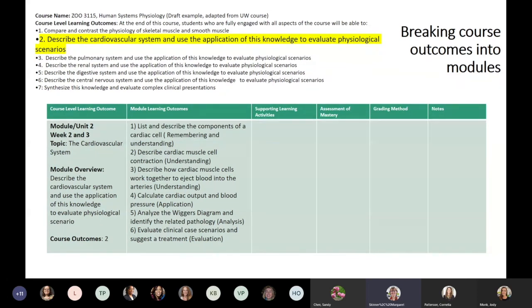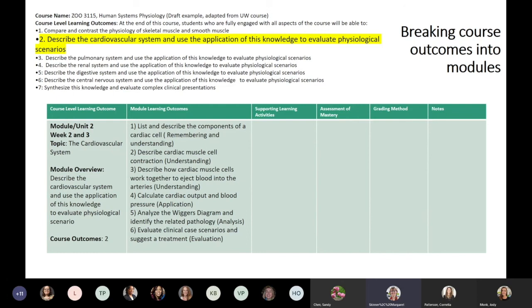And so what I've done here is, if you look at the map, you can see that I've highlighted number 2 because we're thinking about the course learning module in the first column dealing with module or unit, depending on what you want to call it, 2. And this is week 2 and 3 that is talking about the cardiovascular system. And so again, the module overview is describing the cardiovascular system in the way that I had described it just for my course outcomes above. And I've just listed here that it's outcome number 2.